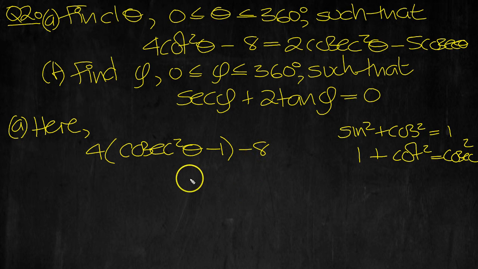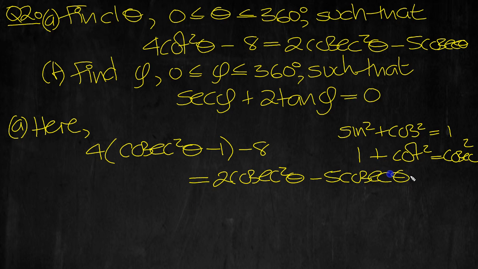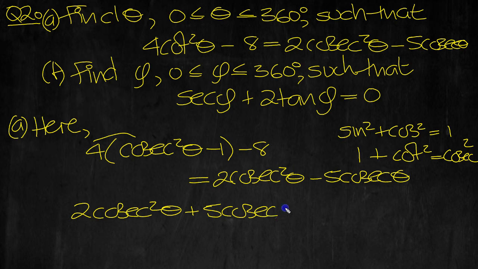Minus 8 is equal to 2 cosec squared theta minus 5 cosec theta. Okay, let's bring everything over to the left hand side. This is 4 cosec squared minus 2 just leaves 2 cosec squared, doesn't it? And then we've got, move this over, plus 5 cosec theta. And then we've got the second term here is minus 4. Minus 8 is minus 12.